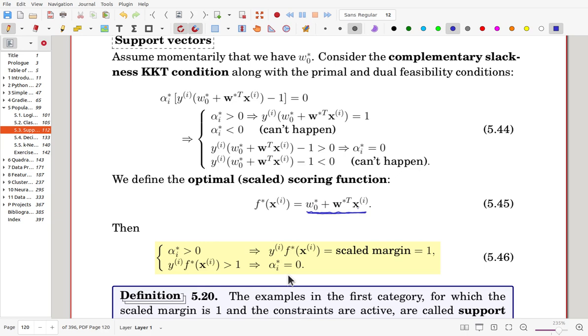Let me explain what it is. In the beginning, when we introduced the support vector machine, we started with the data set of two classes.